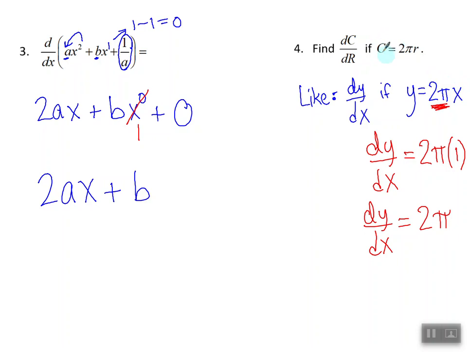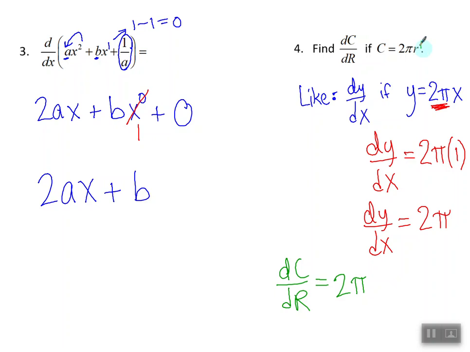The derivative of c with respect to r is dc dr. R, being our variable, has the constant multiple of 2 pi in front of it, and r is to the first. So when we take the derivative of r to the first, it becomes just 1. And 2 pi is our derivative, dc dr.